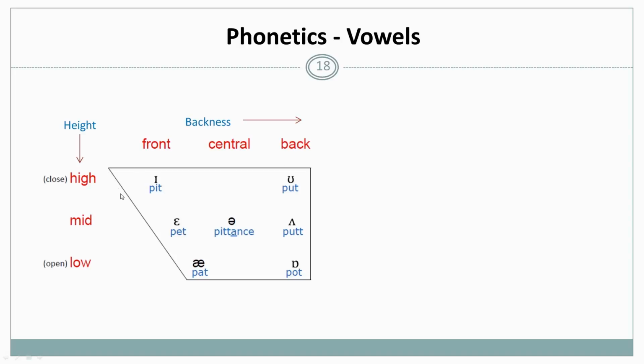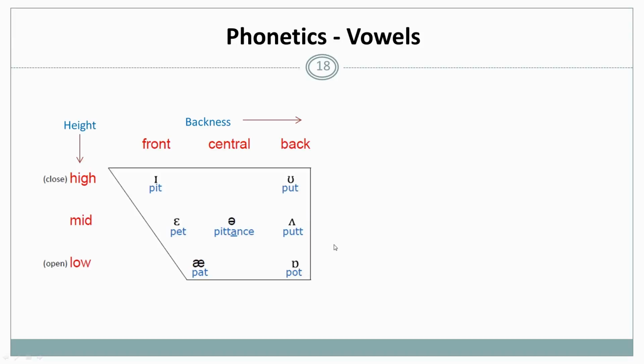So a front high sound would be I as in pit. A mid, kind of front sound would be e as in pet. And then we have a low, almost central sound, the a as in pat. And the central mid sound would, for example, be the a as in pittance. This sound is called the schwa. And then we have back sounds, the u as in put, the a as in part, and the o as in pot.